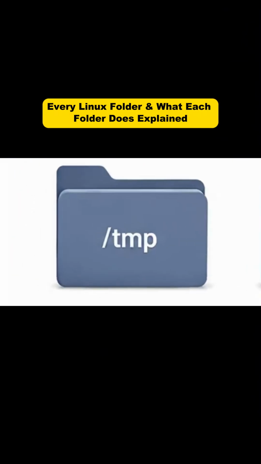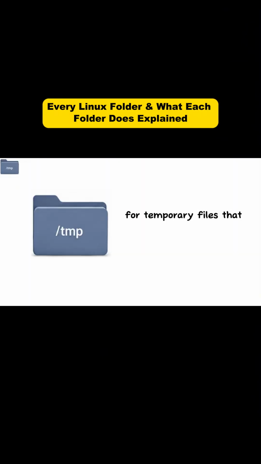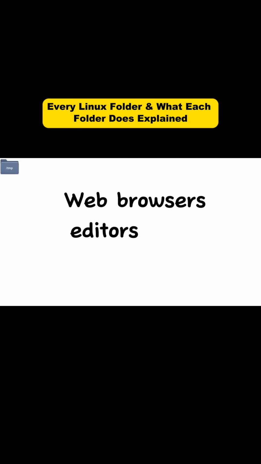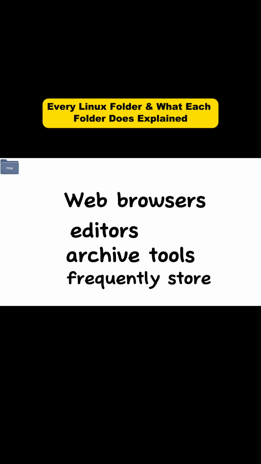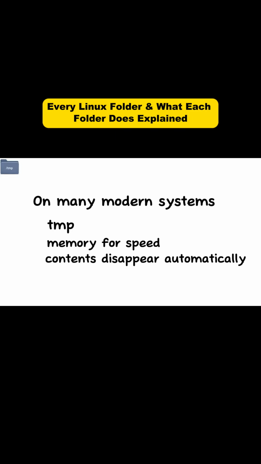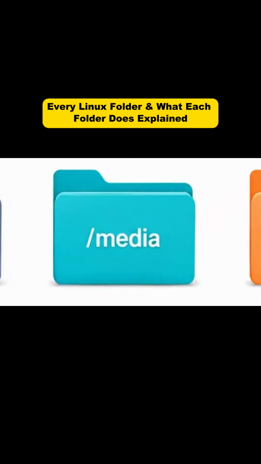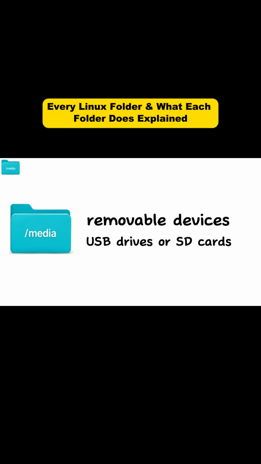tmp directory. Applications use this location for temporary files that only need to exist briefly. Web browsers, editors, and archive tools frequently store working data here while tasks are running. On many modern systems, tmp exists entirely in memory for speed, so its contents disappear automatically after shutdown. Media directory. When removable devices like USB drives or SD cards are connected, Linux mounts them here automatically.